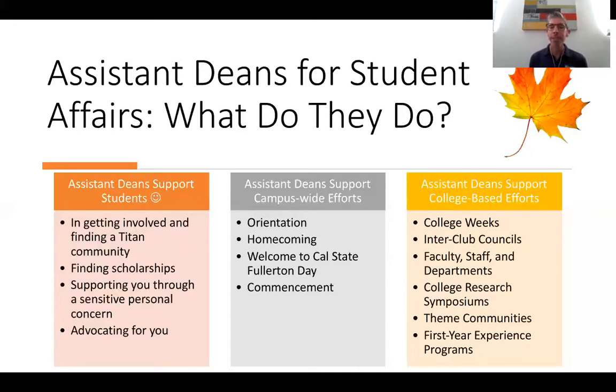Theme communities, in a regular academic year, we would have academic theme communities, which we will see again in the residence halls. These are academic communities that are based around the goals and mission of each academic college. And so it's a great opportunity to live on campus as a first-year student with your peers who share similar interests.